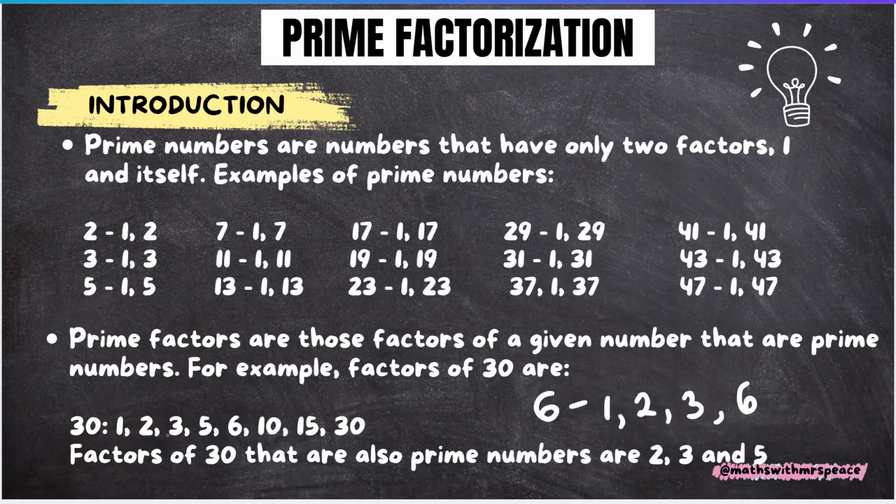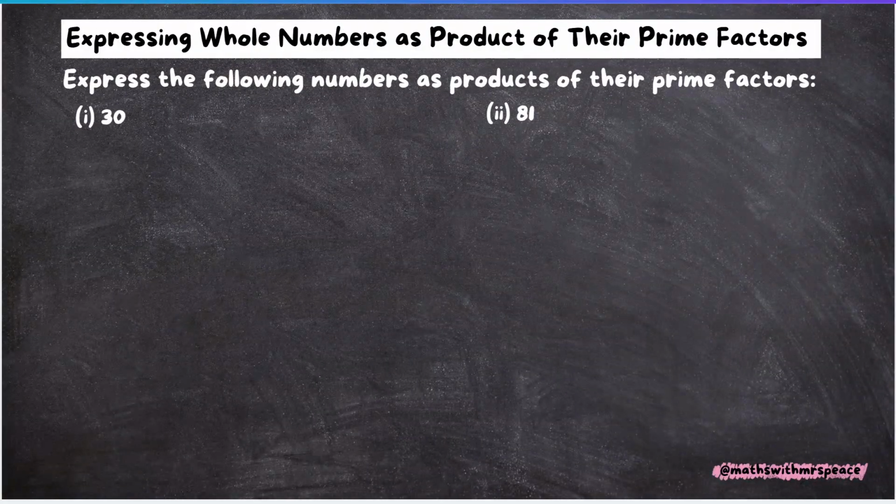However, 2, 3, and 5, like we can see on the list we made up here, have only 2 factors, 1 and itself, so they are called prime factors. So when we do prime factorization, it's not just about identifying those factors of a given number that are prime numbers. Prime factorization basically has to do with expressing a number as a product of its prime factors, which is what we are going to be doing in this video.